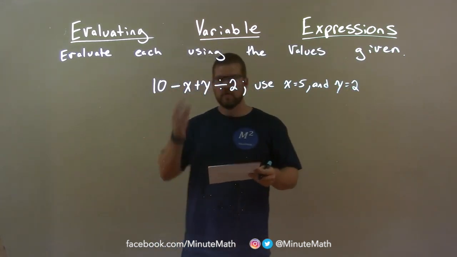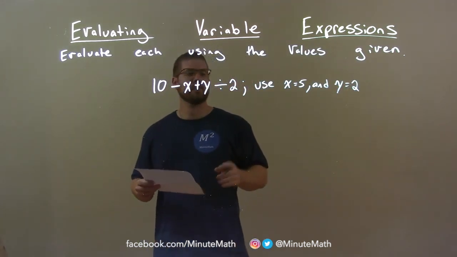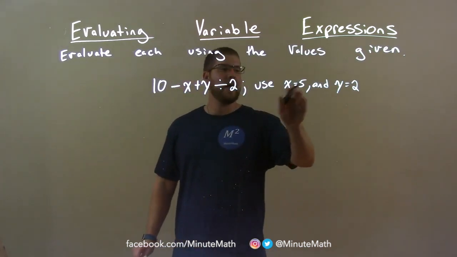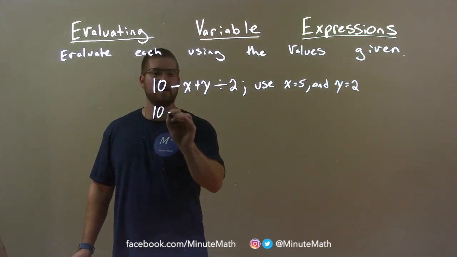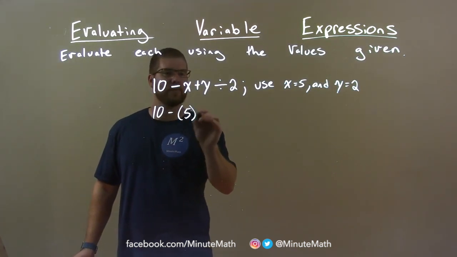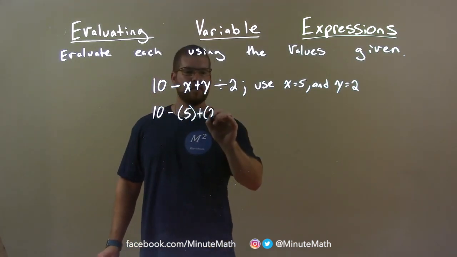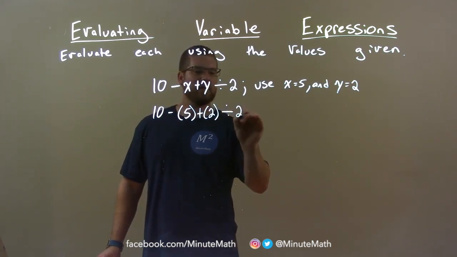All right? So, first things first, we substitute our values in. X for 5, y for 2. 5 for x here, so we have 10 minus x being 5 and y being 2. Then we're dividing by 2 at the end.